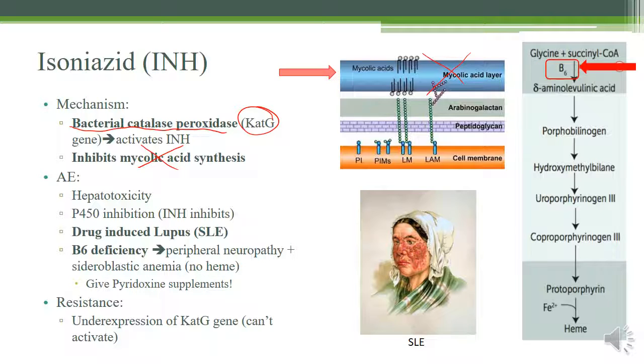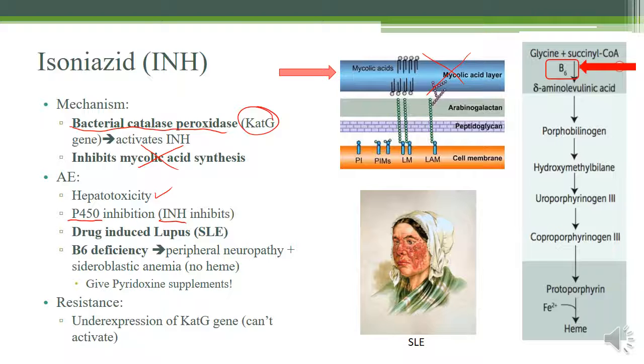Some important adverse effects that you need to memorize is the hepatic toxicity. All of our patients on isoniazid need to have a regular liver function panel to make sure that they're not having some form of liver failure. Something else is that isoniazid inhibits the P450, so that can cause a lot of drug interactions. And it's very easy to remember because the abbreviation for isoniazid is INH, which is kind of like inhibit.